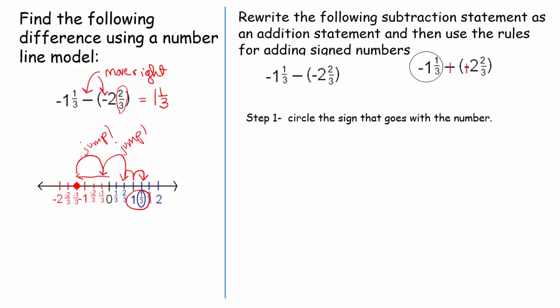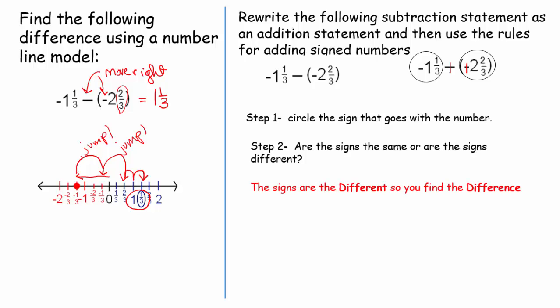That first number has a negative in front. Once I rewrote it as the addition statement, that second number has a positive in front. So are those signs the same or are those signs different? Those signs are different, so we'll find the difference. So I'm going to take 2 2/3 minus 1 1/3.